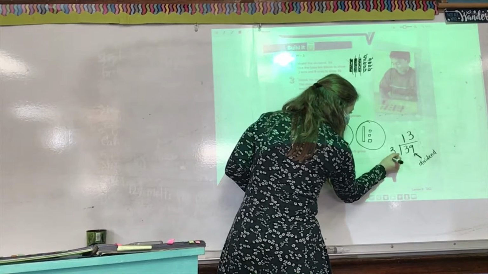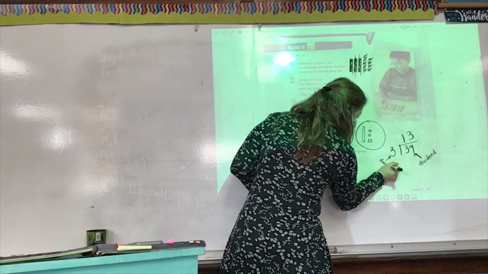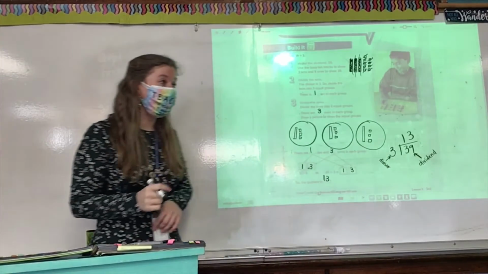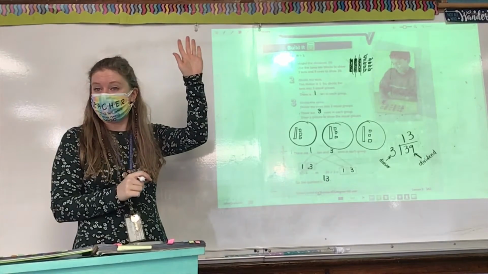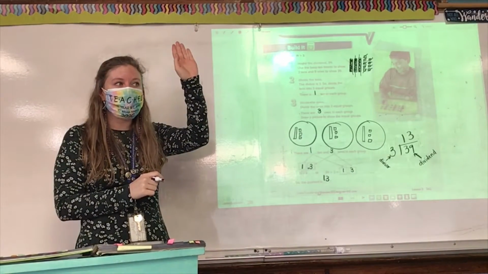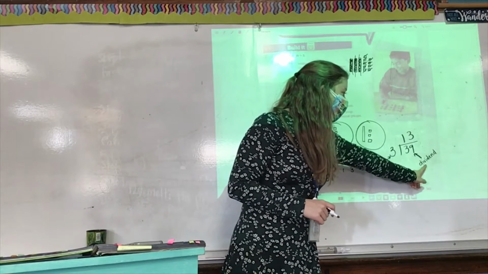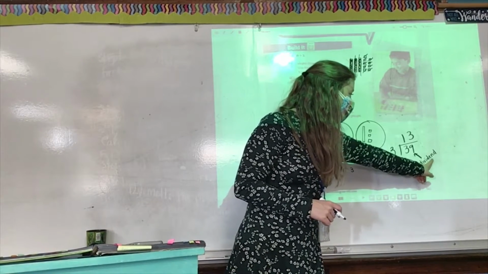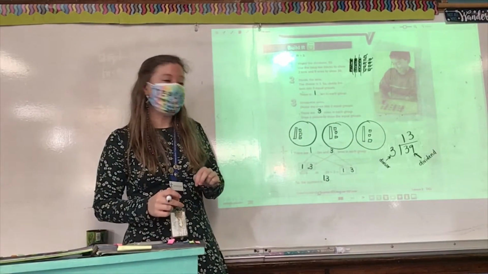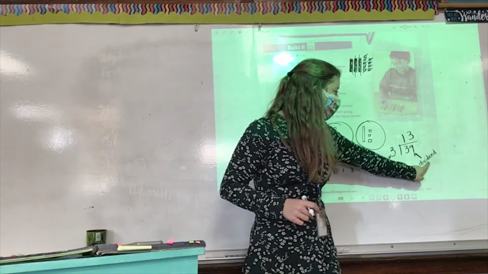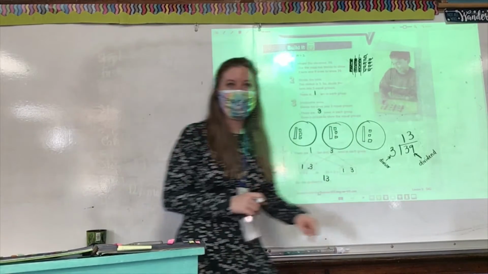The divisor is the number outside the bracket. If you need me to spell these words because you can't see them, please raise your hand and I will spell them for you. Anybody need me to spell dividend? Okay, dividend is spelled D-I-V-I-D-E-N-D. Dividend. D-I-V-I-D-E-N-D.